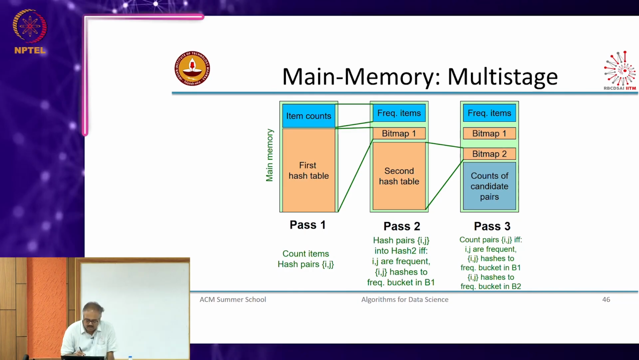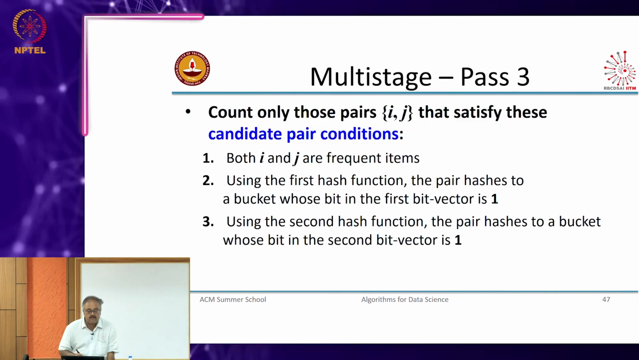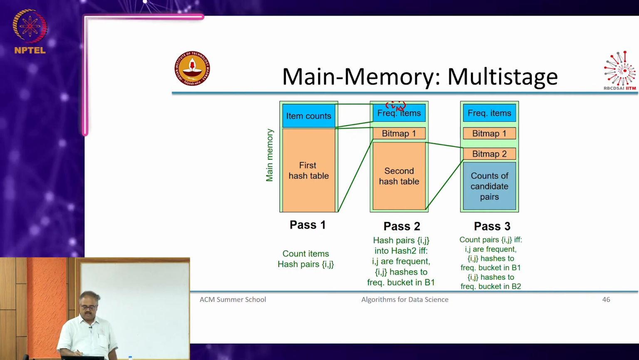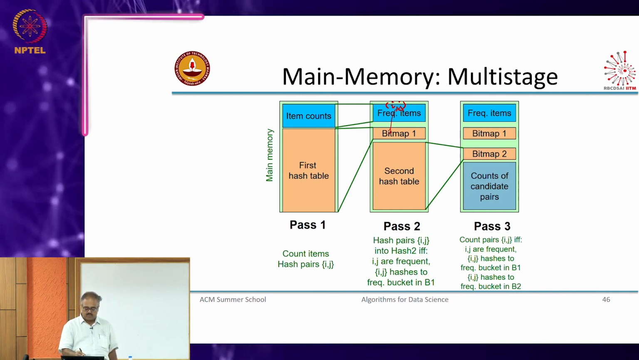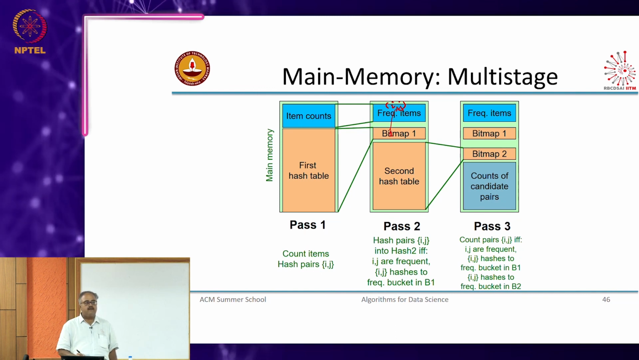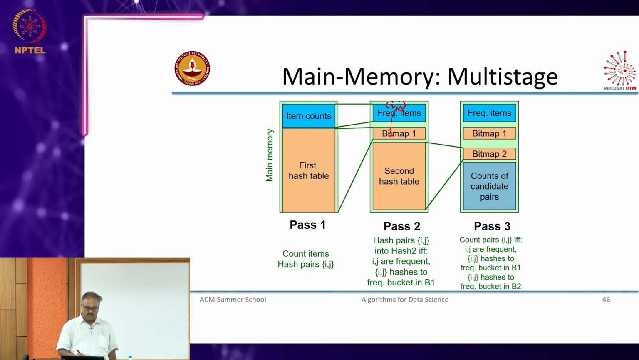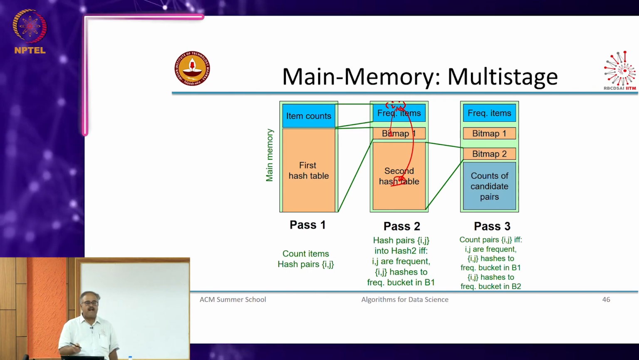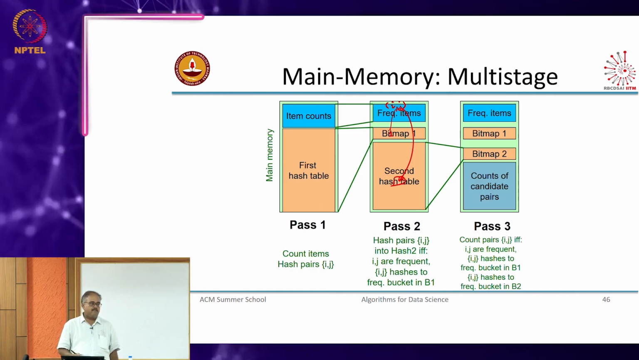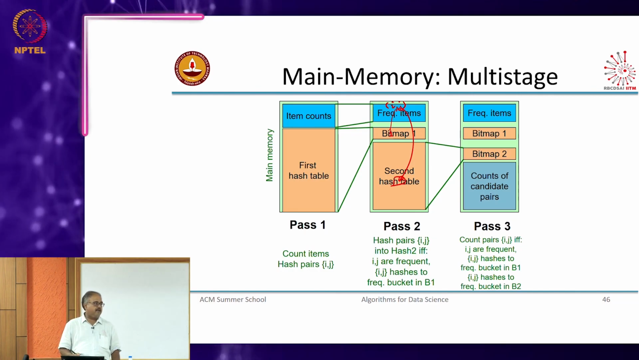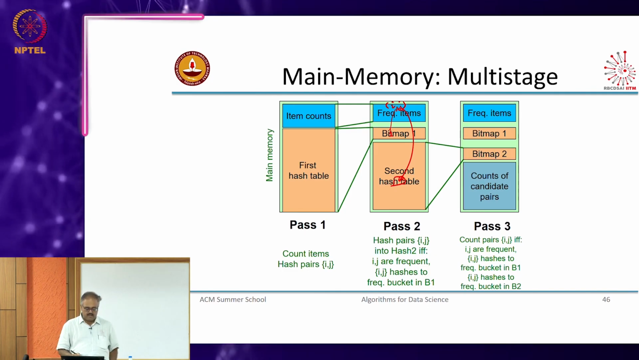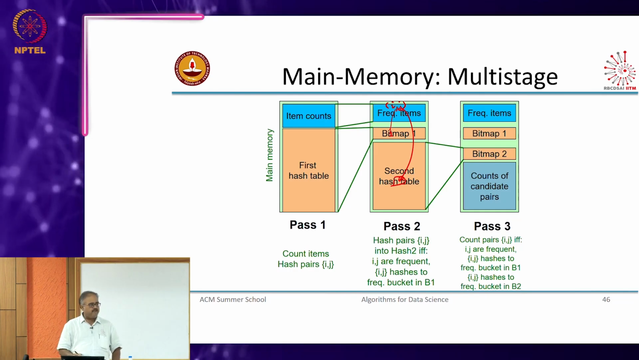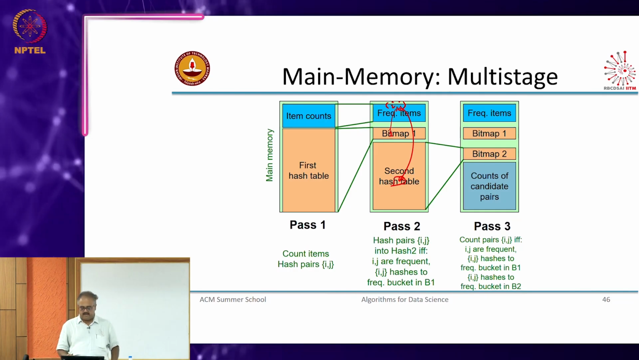So, I will pick 2 items from here, right, I will check whether these two items hash to a 1. If the pair hashes to a 1, then I will rehash it to some bucket here and add a 1 to the count. Just like I did in pass 1, I will do the same thing in pass 2, but now I will only count if they are already belonging to the candidate set.